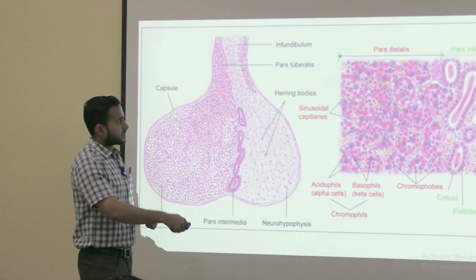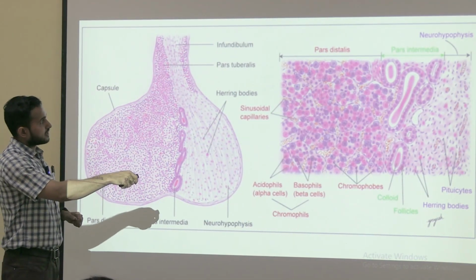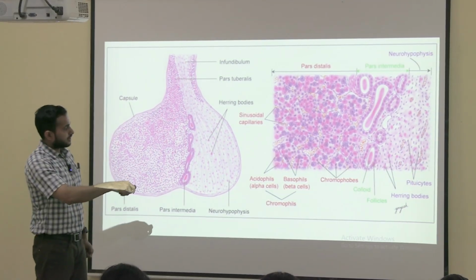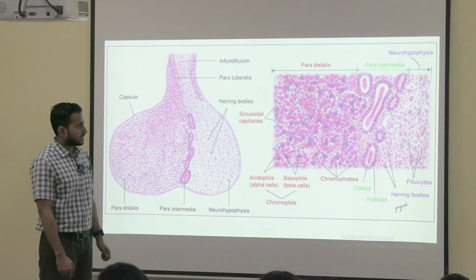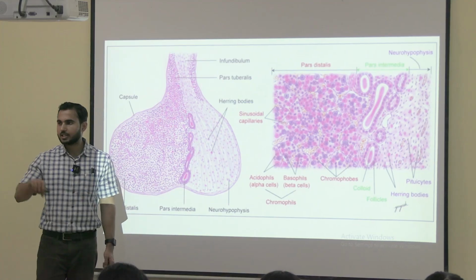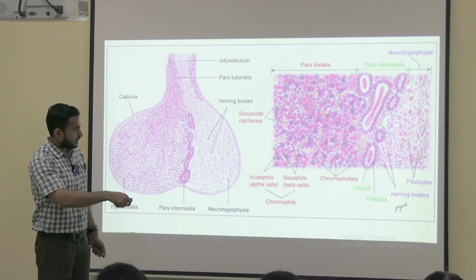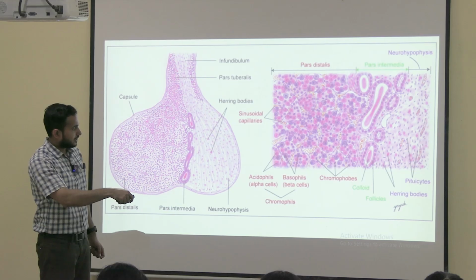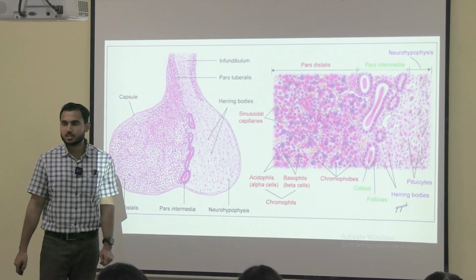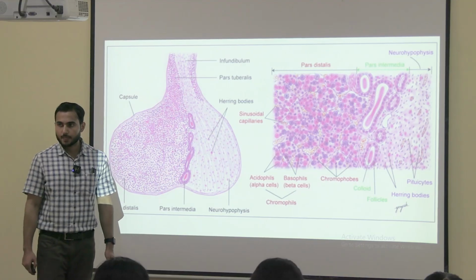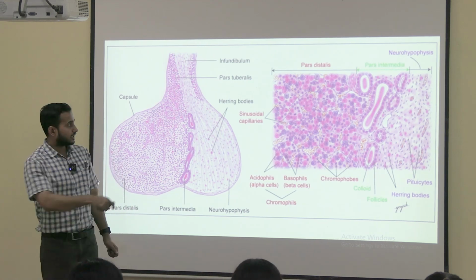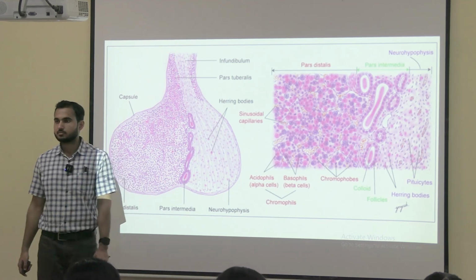Okay. Next, here you can see the pars intermedia. Look, the pars intermedia. So what will be seen in the pars intermedia? As I said, follicles will be there, also called vesicles, whatever you want. What will be inside them? Colloid will be there, as you can see in the diagram. Okay, so see, this is one follicle, this is one follicle. So inside the follicle what can you see? Colloid is present.